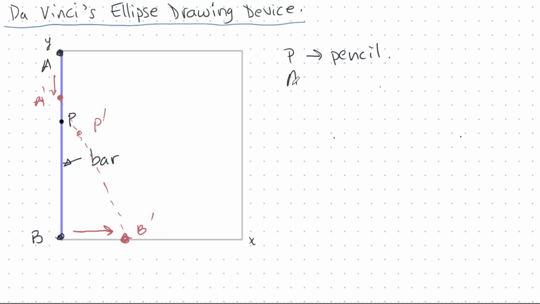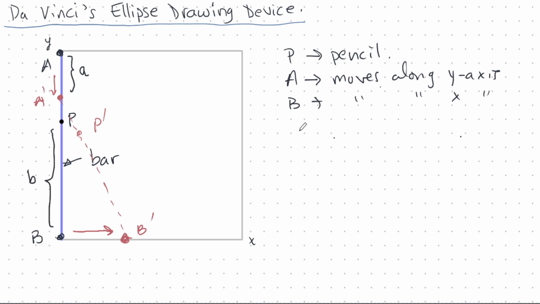We'll look at another picture. So A moves along the y-axis, and B moves along the x-axis. Now, this is very interesting. So here, let's call this length little a, and this length here, we'll call little b. So AP is little a, and BP is little b. And this will turn out to be the semi-axes of the ellipse. So this is a very, very convenient way of drawing an ellipse.